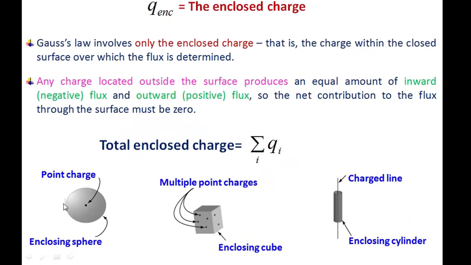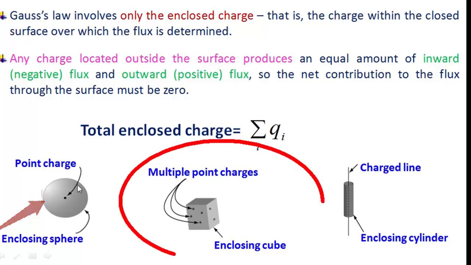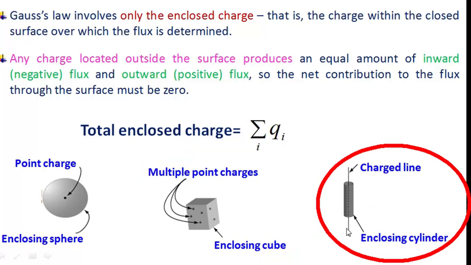As you can see in this figure, you are free to choose a surface that surrounds a known amount of charge. In each of these cases, the total charge within the selected surface can be easily determined from the geometrical condition. That is, for a point charge, we can use a sphere for enclosing it. For multiple point charges, we can use a cube or cuboid for enclosing them. Whereas for a charged line, we can use a cylinder for enclosing it.